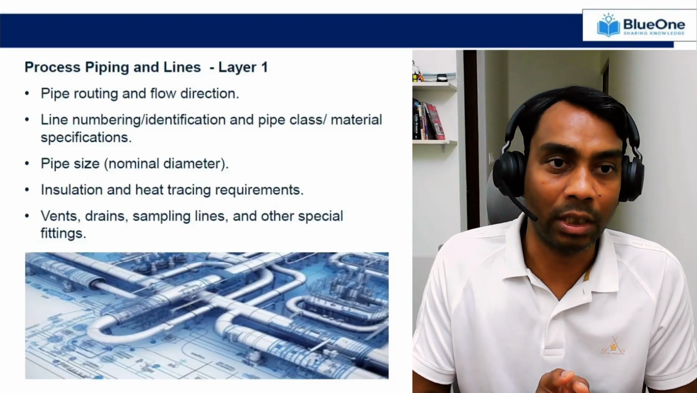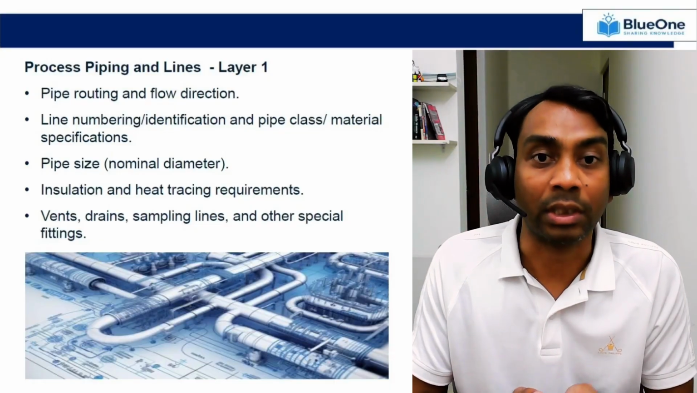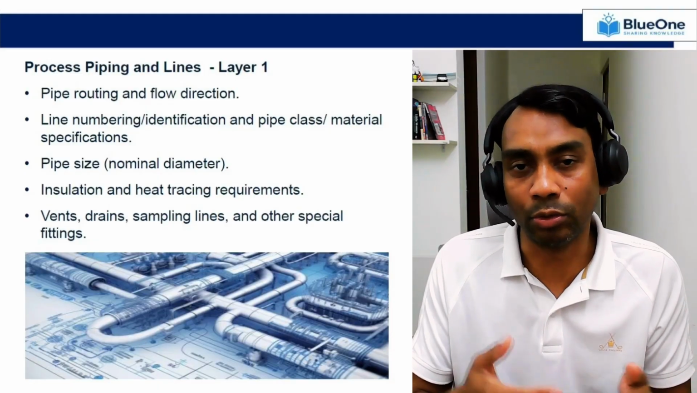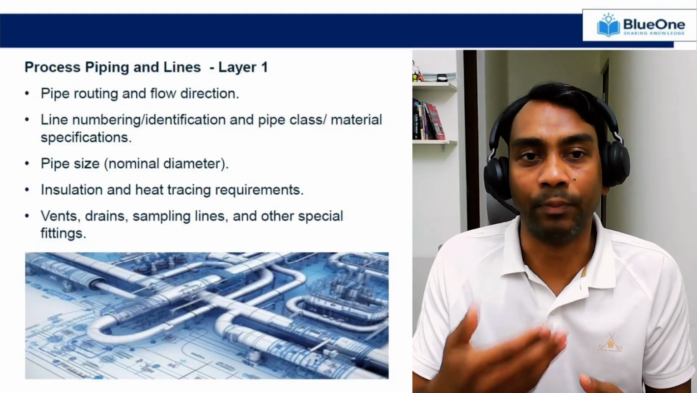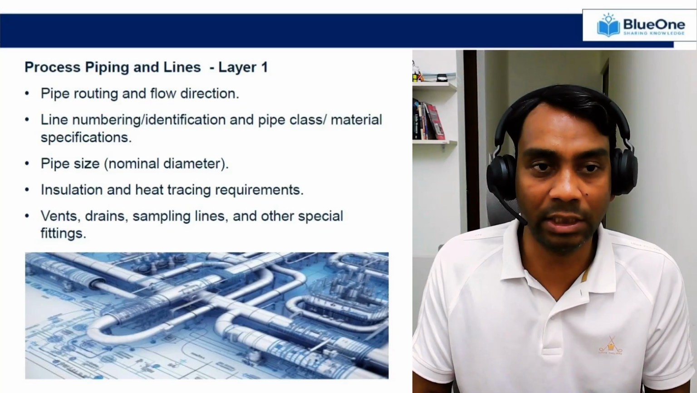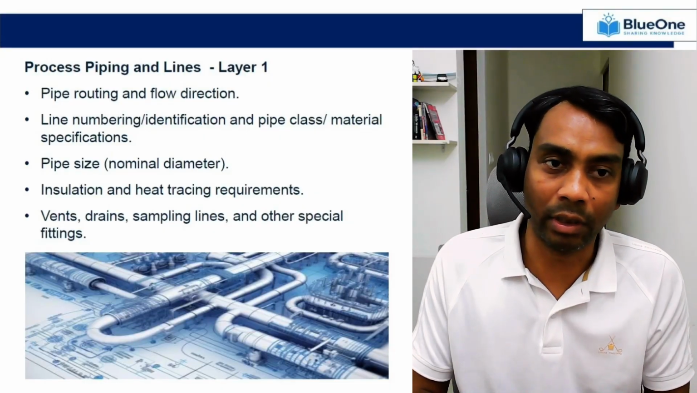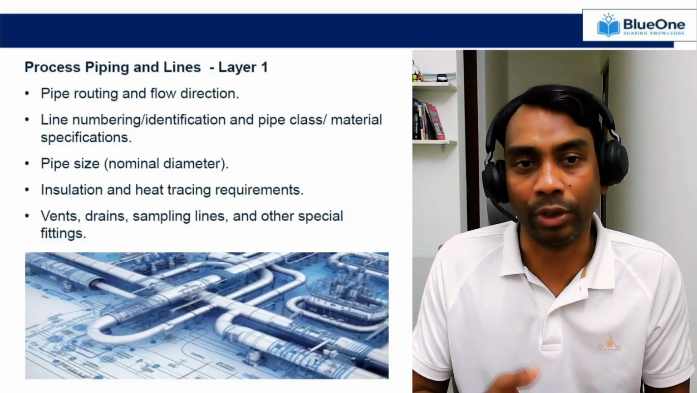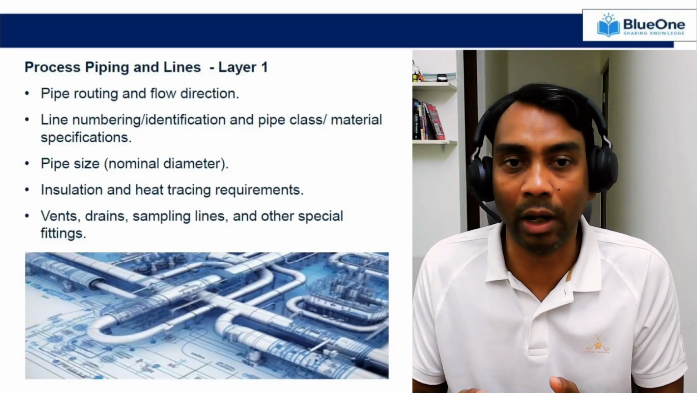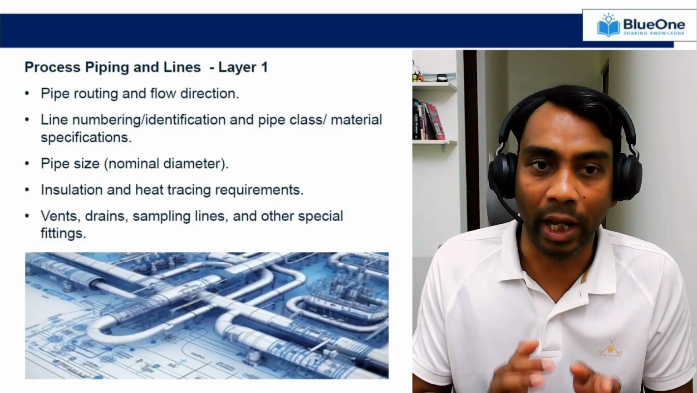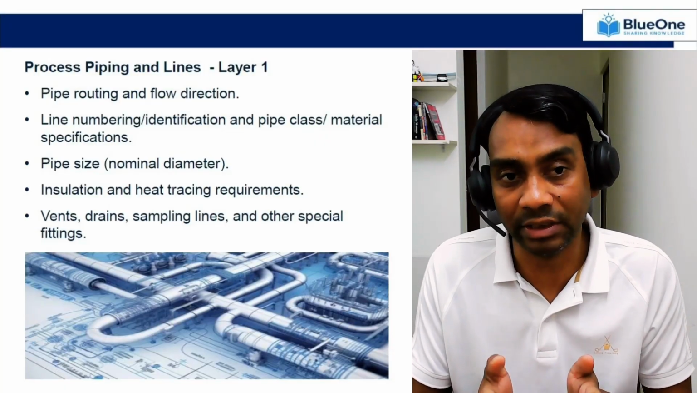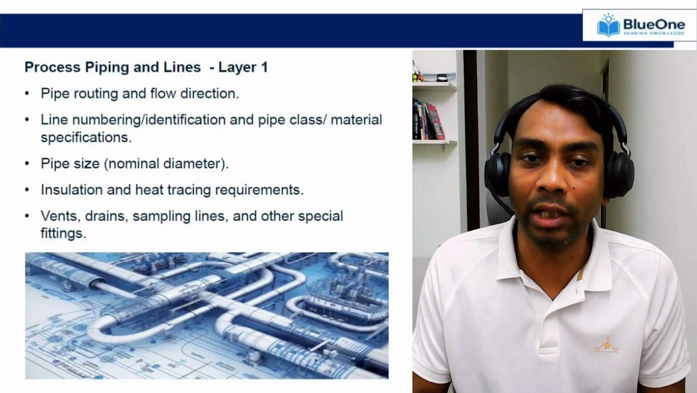You can also navigate line numbering and identification, the pipe class and material specification based on this layer. I'll walk you through how to decode the line numbering in the next slide. You can also get information about your pipe size, what your line size is throughout the unit, what are the different lines or pipes you are using in your plant. You can easily navigate through layer 1. You can also have information about insulation and heat tracing requirements for that particular process available at that particular pipeline. It will have information about all the vents or drains, sampling lines, and other special fittings if used.